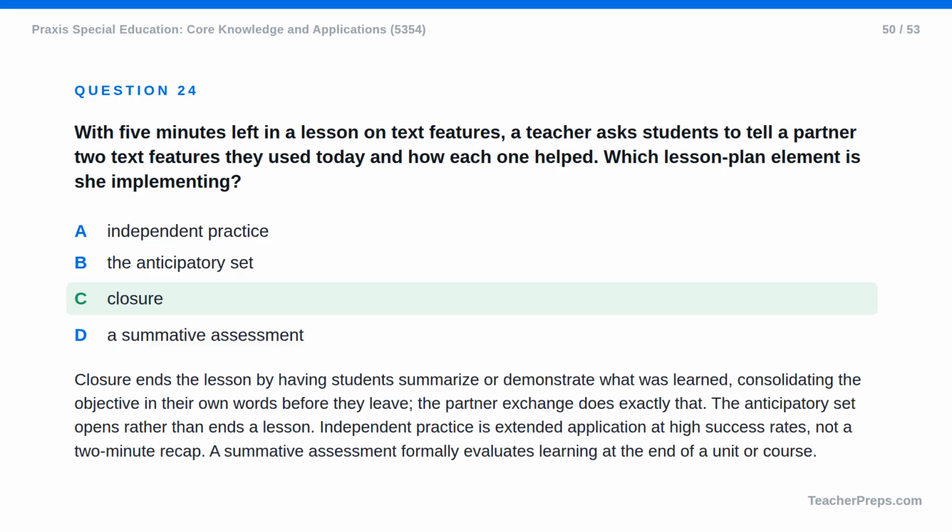Closure ends the lesson by having students summarize or demonstrate what was learned, consolidating the objective in their own words before they leave. The partner exchange does exactly that. The anticipatory set opens rather than ends a lesson. Independent practice is extended application at high success rates, not a 2-minute recap. A summative assessment formally evaluates learning at the end of a unit or course.